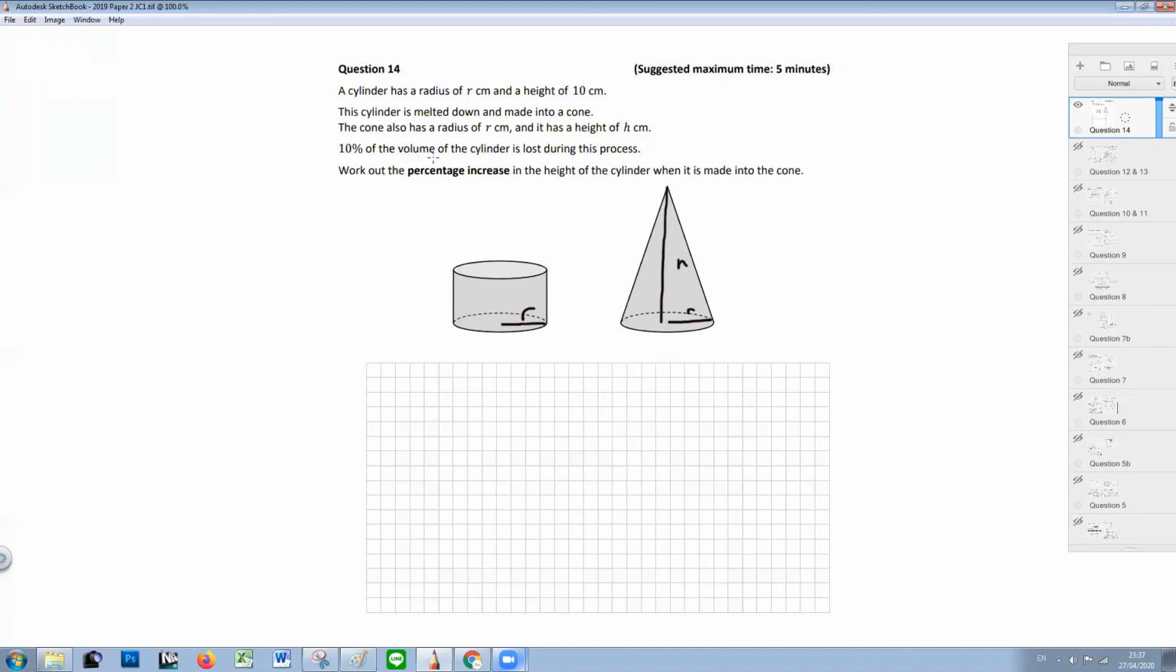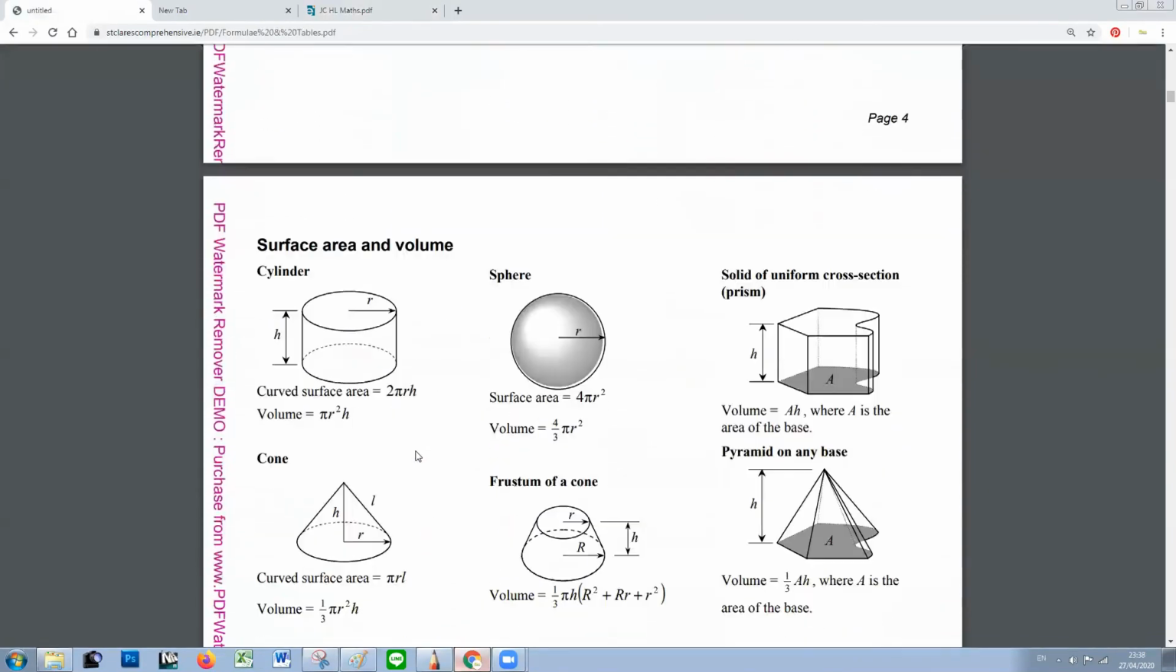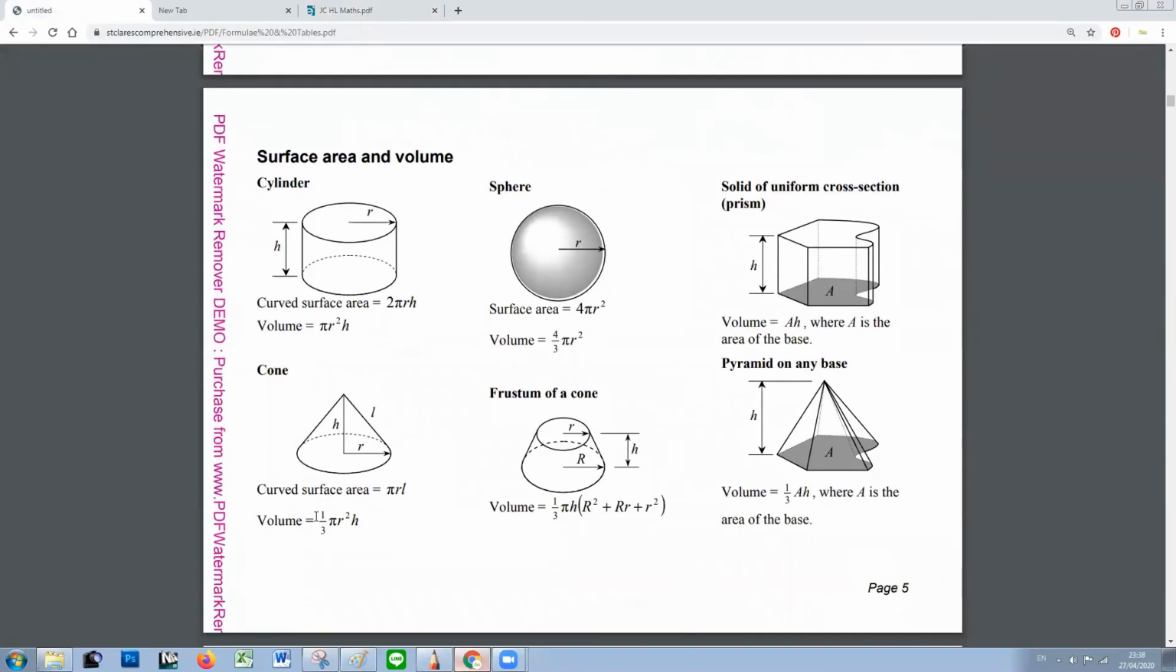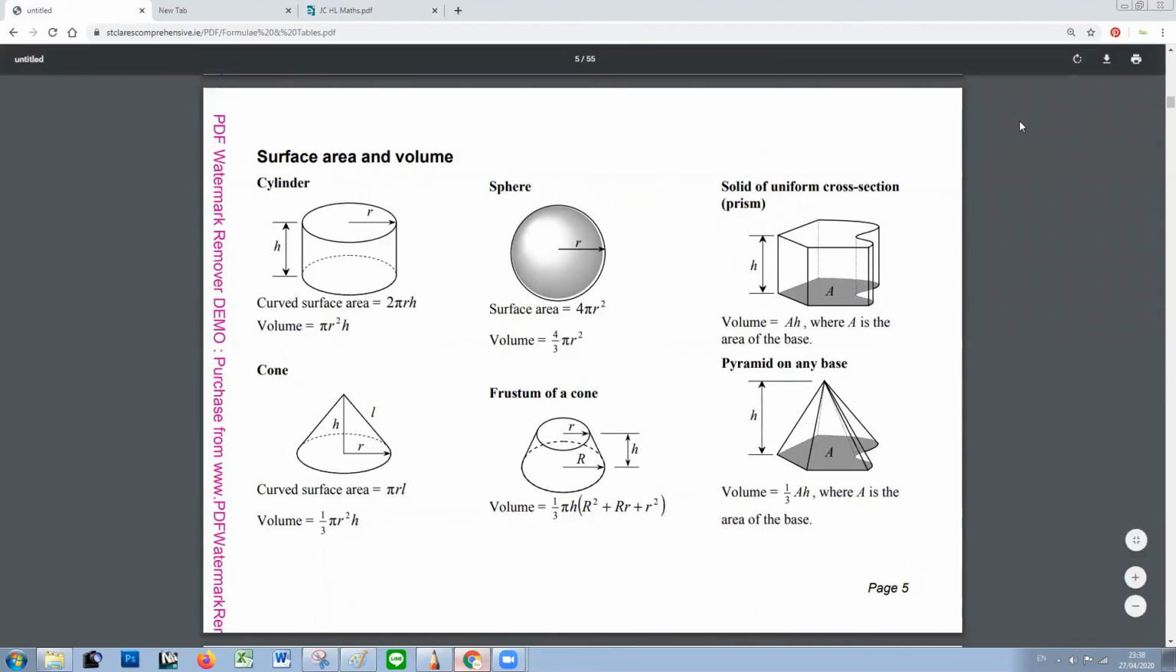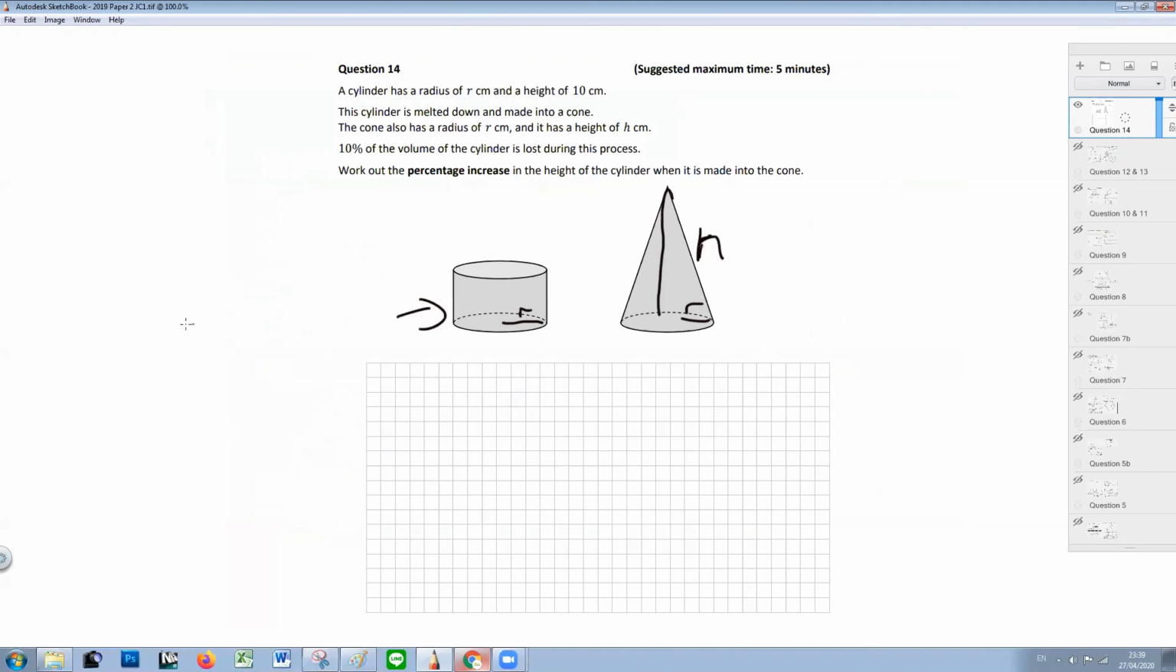So now I'm going to go to my maths tables, and I'm going to go to the volume of a cone, which is a third pi r squared h. And the volume of a cylinder is pi r squared h. So this is pi r squared h, the cone is a third pi r squared h. And the volume of this as is, pi r squared h, and the volume of this as is, a third pi r squared h.